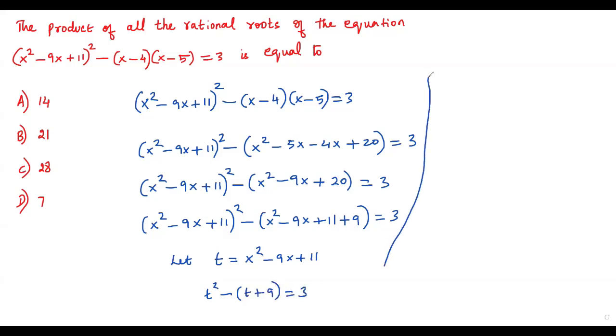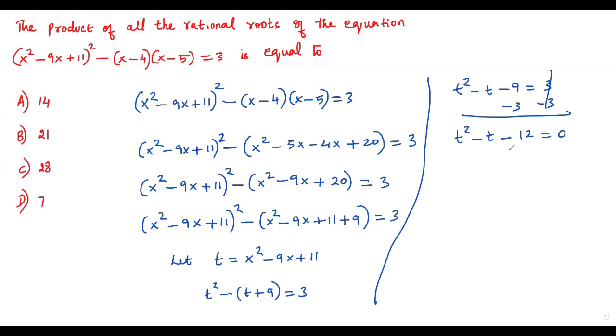Okay, then we get t². Now we can distribute this negative sign to this t and positive 9. Then I'm getting t² − t − 9 = 3. Now let me subtract 3 from both sides. This positive 3 and negative 3 will cancel. Then I'm getting t² − t, and when I combine −9 and −3, I'm getting −12, equals 0.